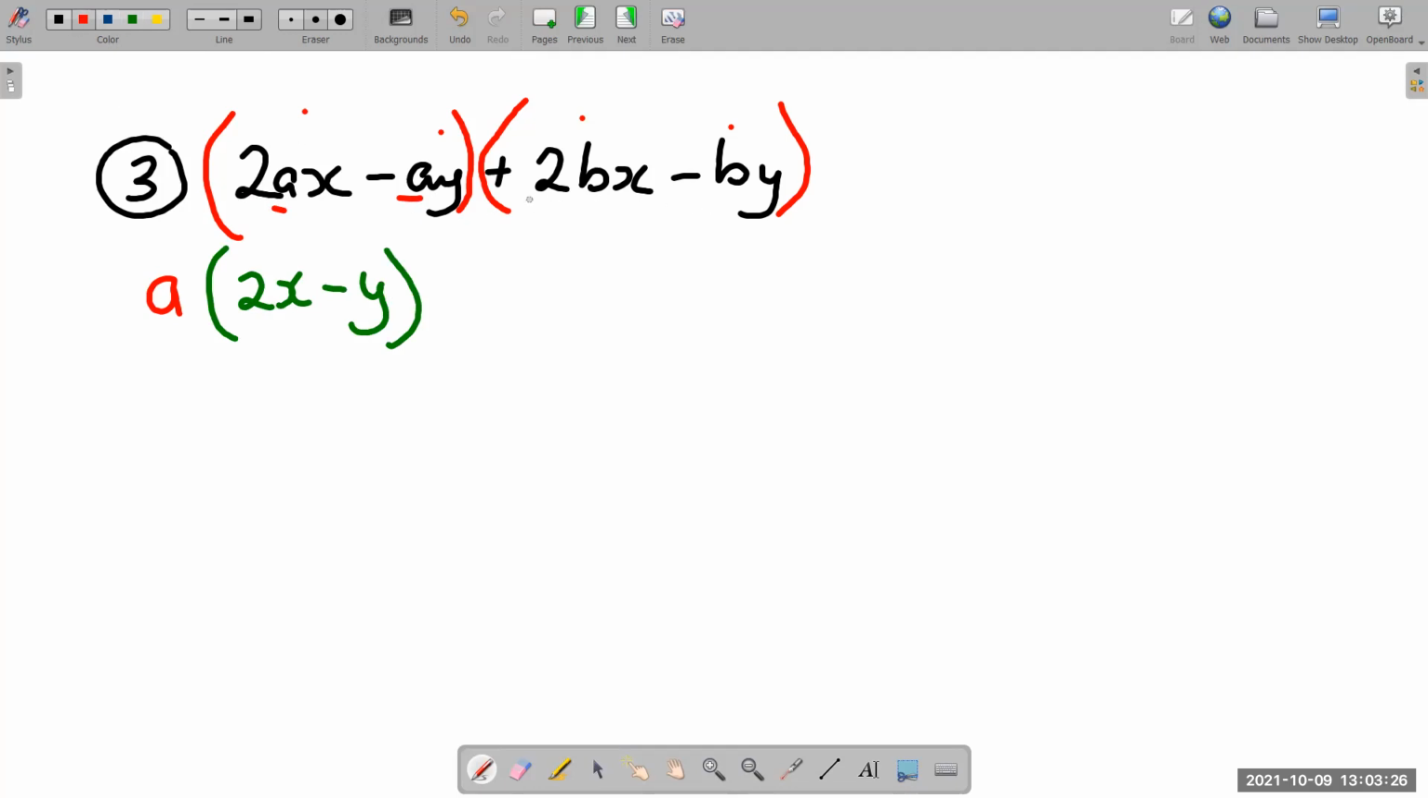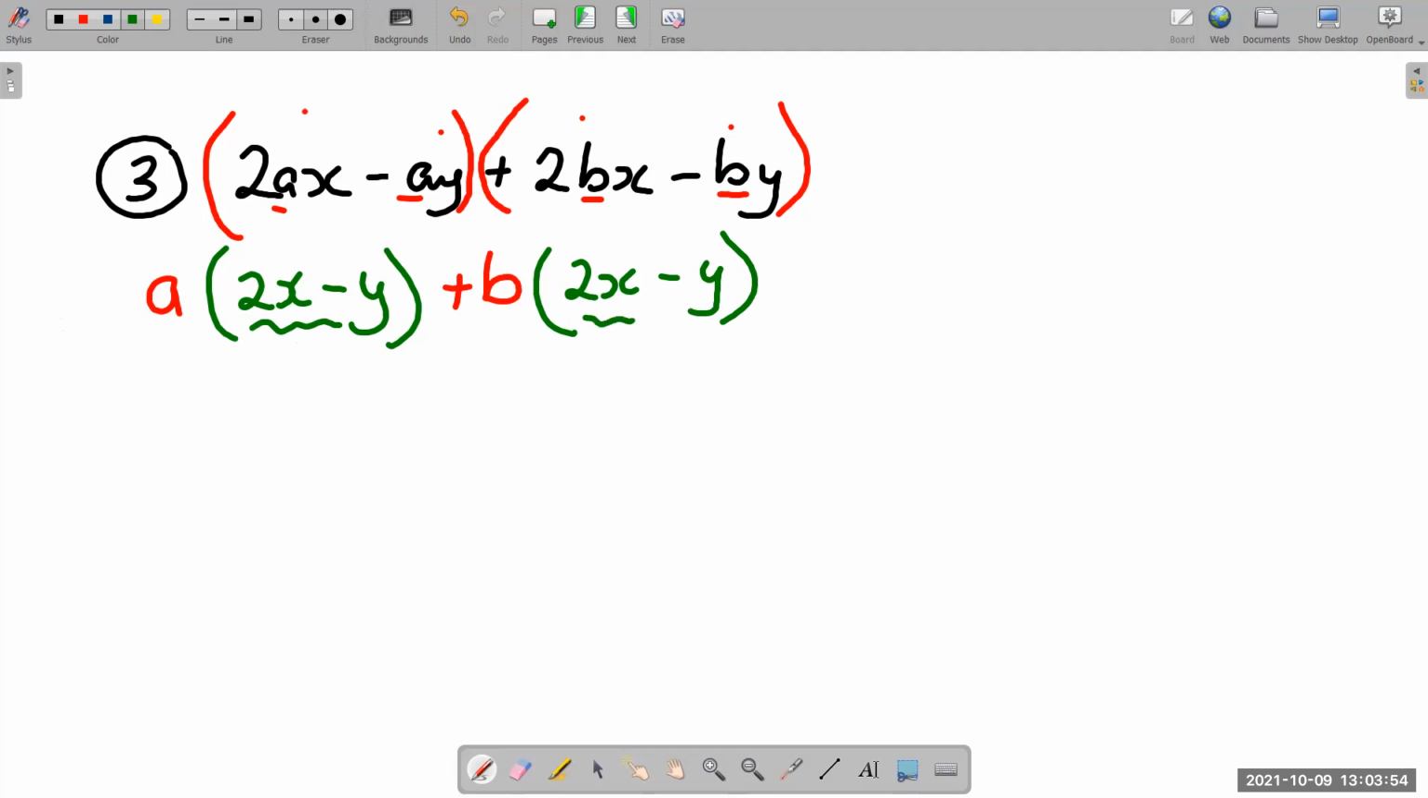Okay, let's look at the second bracket. Again, both of them have 2 different variables, so I'm just going to pull out the positive of both. The variables: both terms have b, so we're going to pull out b. When I pull out b, what do we have left back? Open bracket. We end up with 2x minus y.